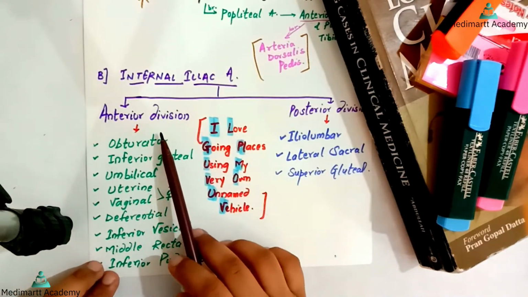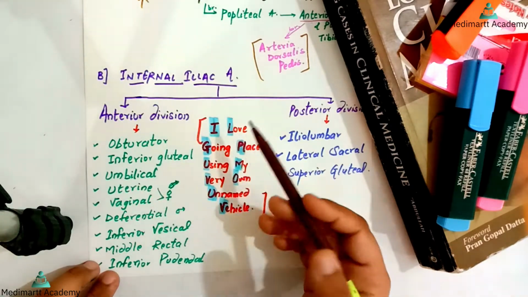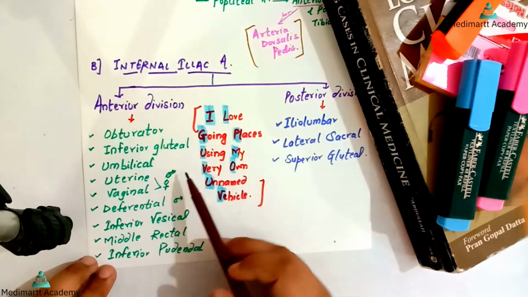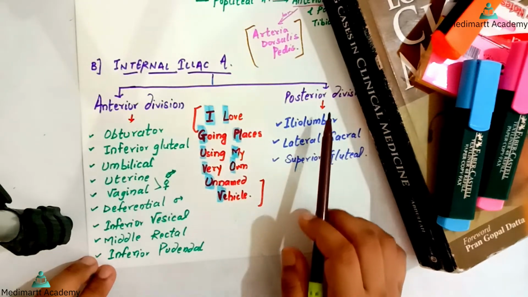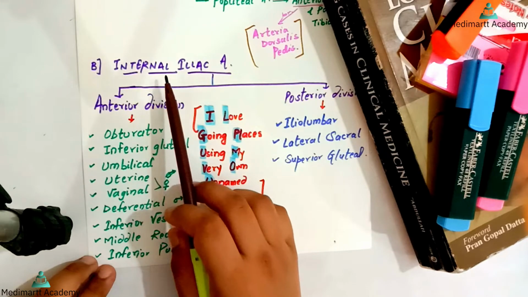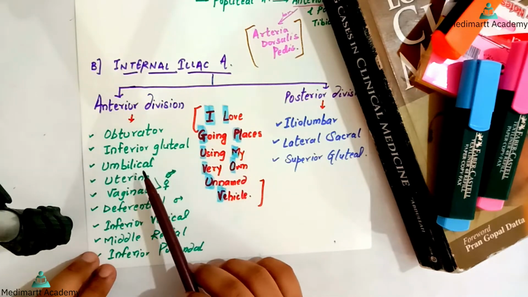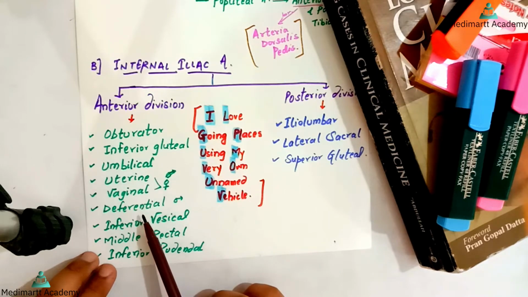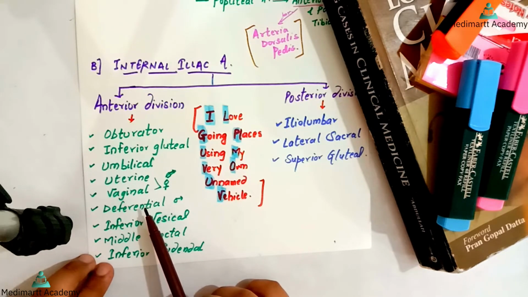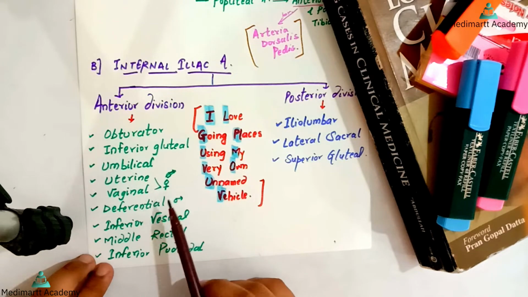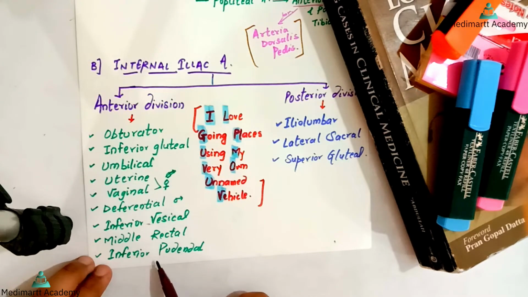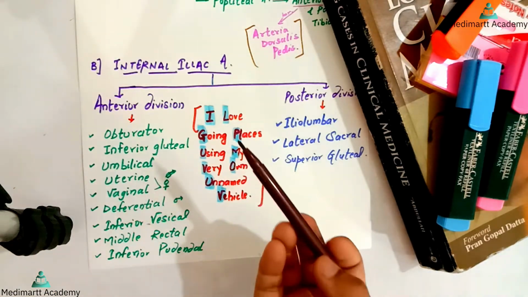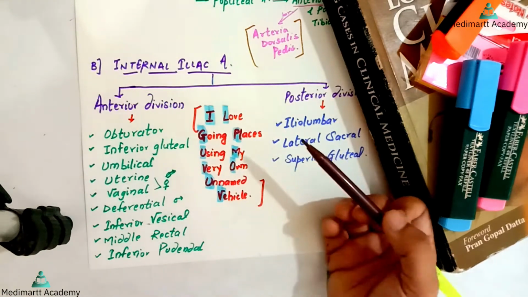Now the anterior division arteries of the internal iliac artery. I'm just telling you the names, then I will tell you the important arteries out of these. This is the obturator artery, and the inferior gluteal artery. The superior gluteal artery is a branch of the posterior division; the inferior gluteal artery is a branch of the anterior division. Then the umbilical artery, uterine artery, and vaginal artery, which are obviously just in females. Then the deferential artery, which supplies the vas deferens and is obviously present in males. Then the inferior vesical artery, middle rectal artery, and inferior pudendal artery, or just the pudendal artery. So these are the main branches of the internal iliac artery.